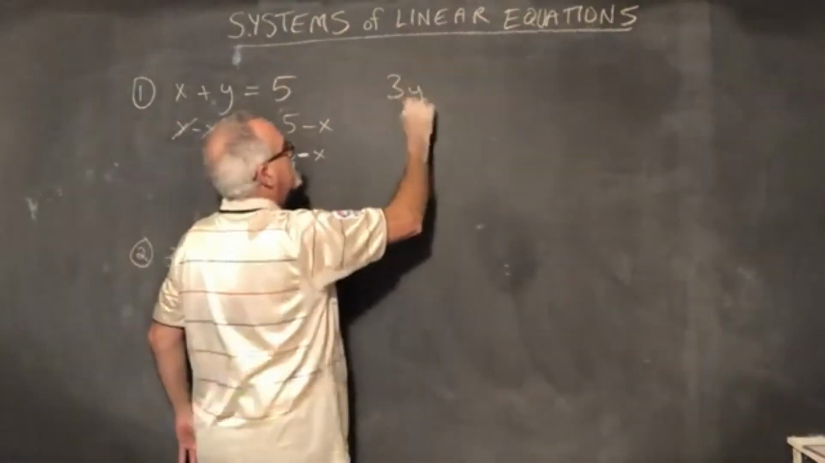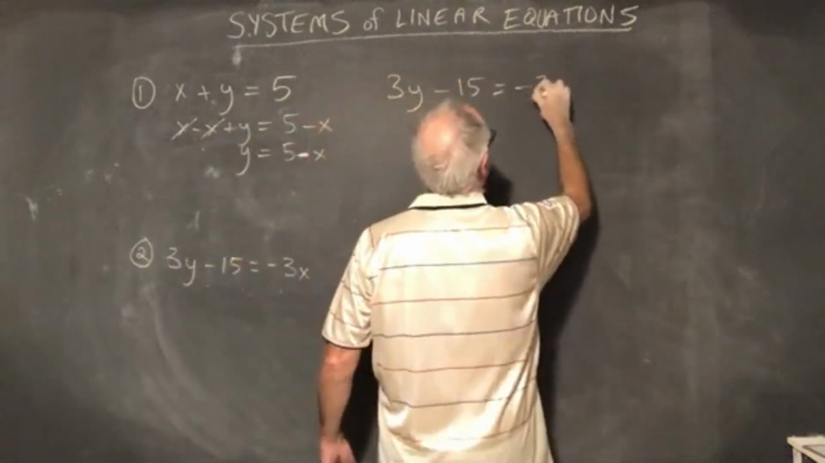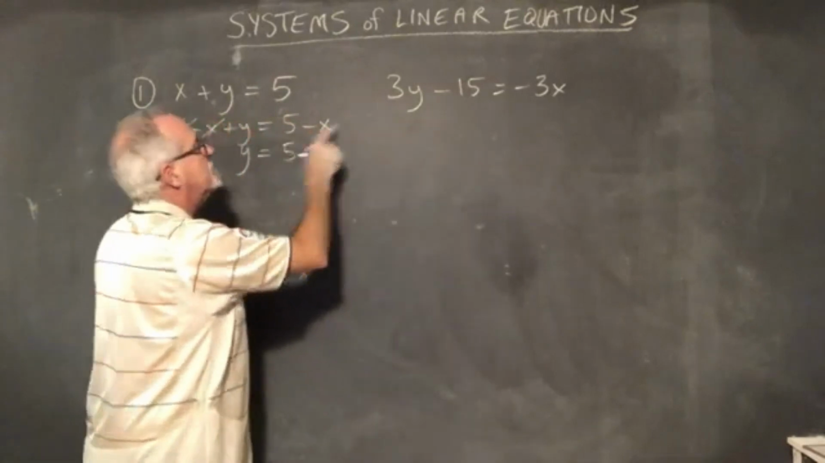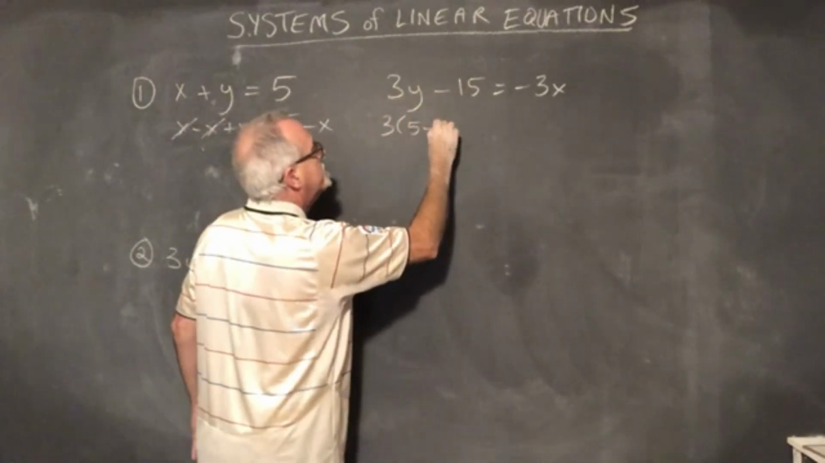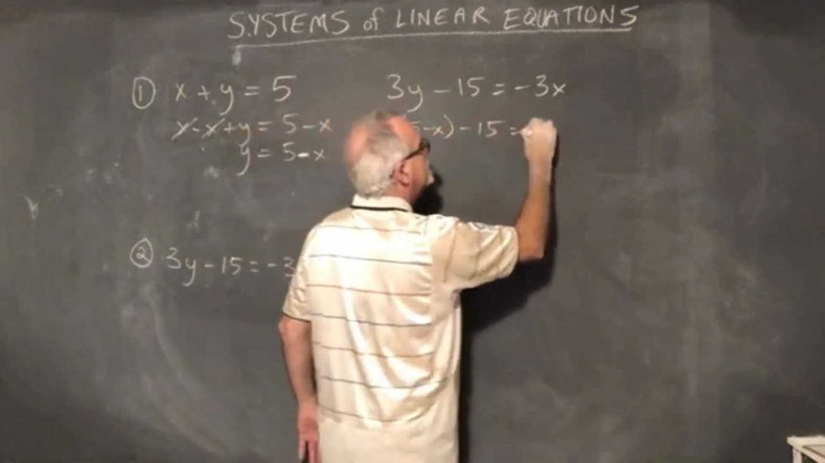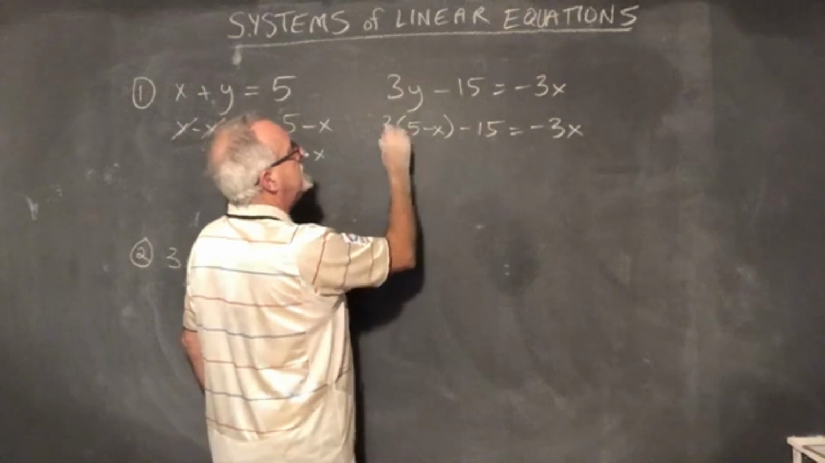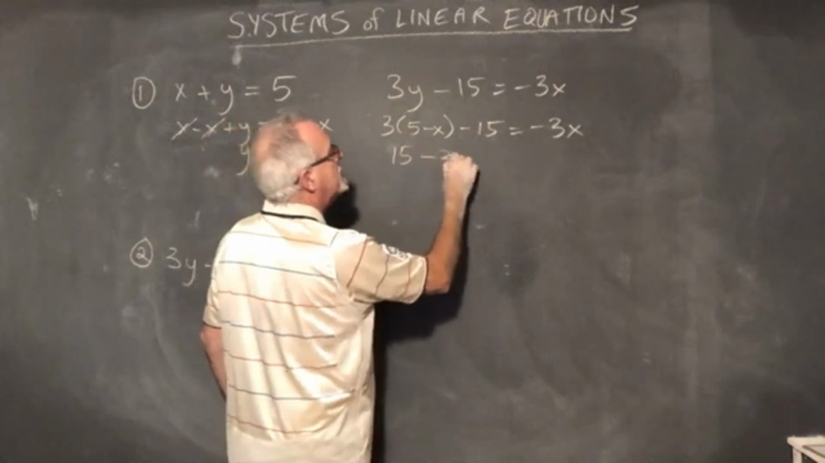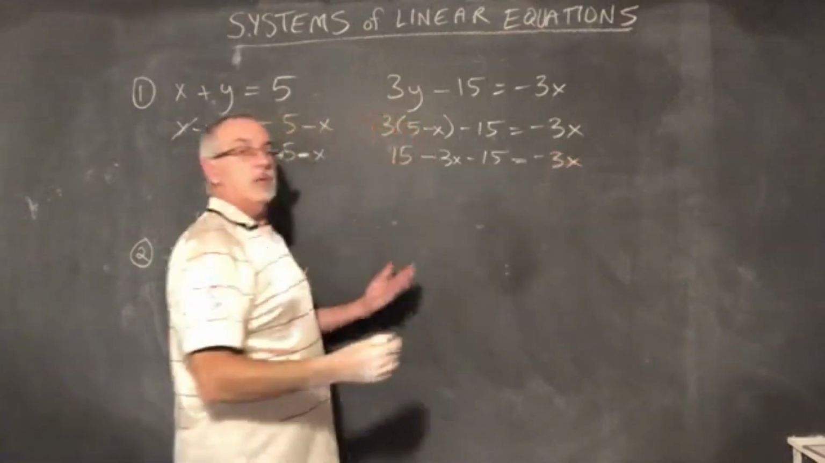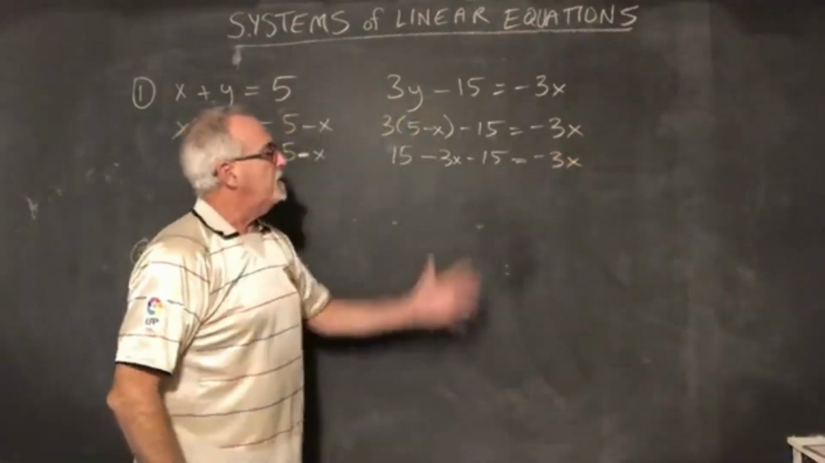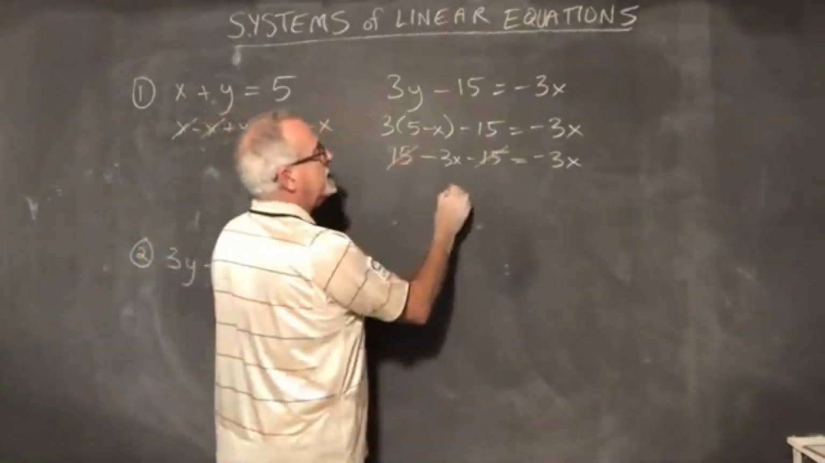So I take my other equation and I write it again, but I substitute 5 minus x for the y position. Simplifying, 3 times 5 is 15. 3 times negative x is minus 3x. Just doing my algebra. I want to isolate my variable. I want to combine similar terms. 15 minus 15 cancels.